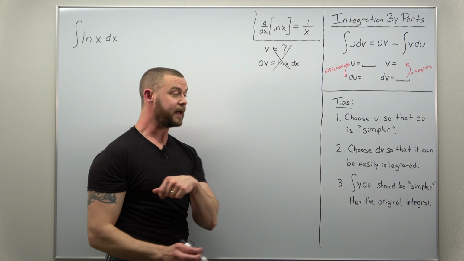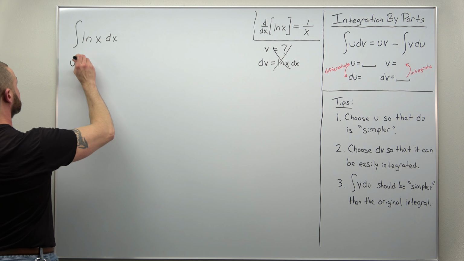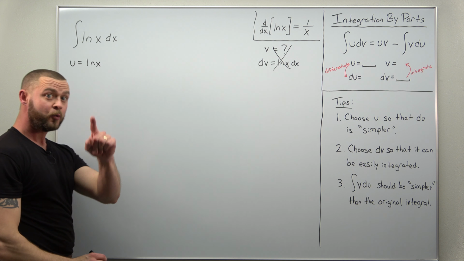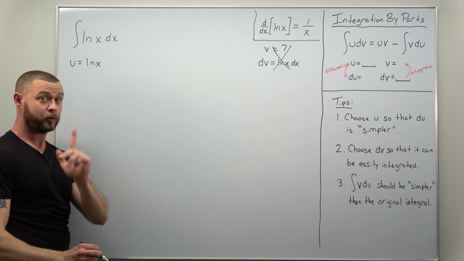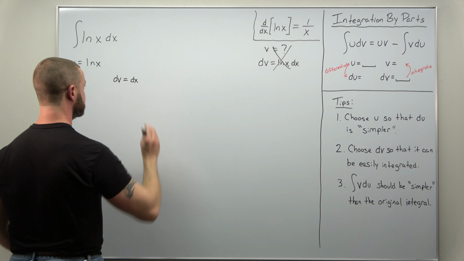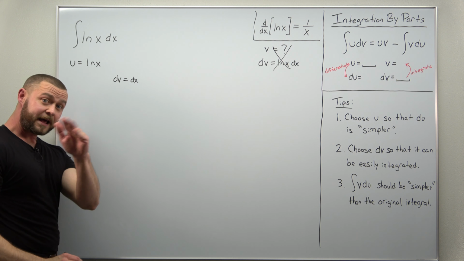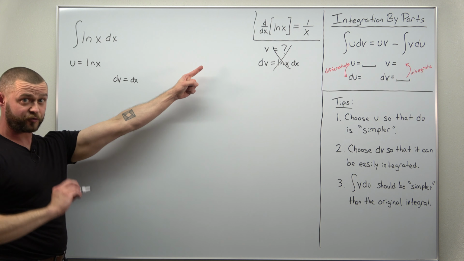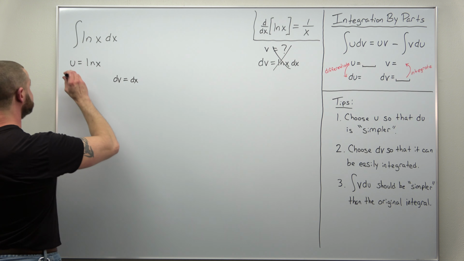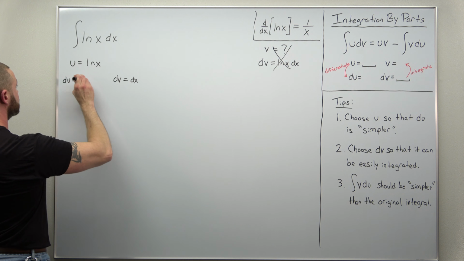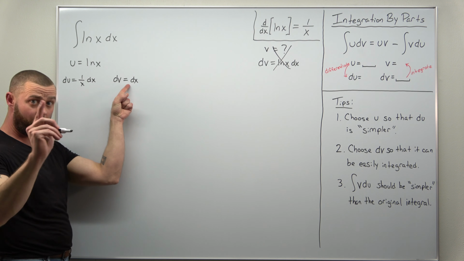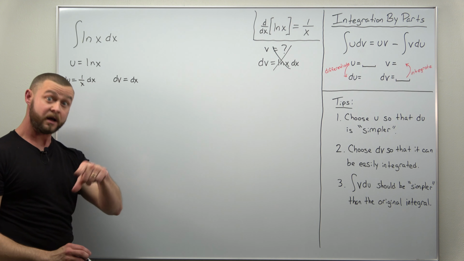Let's choose u as natural log of x. All right, and that means everything else, which is just dx, or 1 dx, will be our choice for dv. Now here the calculations are really simple. Don't forget your derivative of natural log of x. Du here comes out to 1 over x dx. All right, and if you integrate 1, or your antiderivative for 1, that's x.